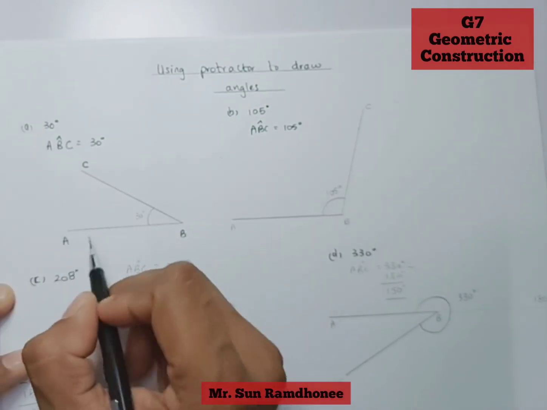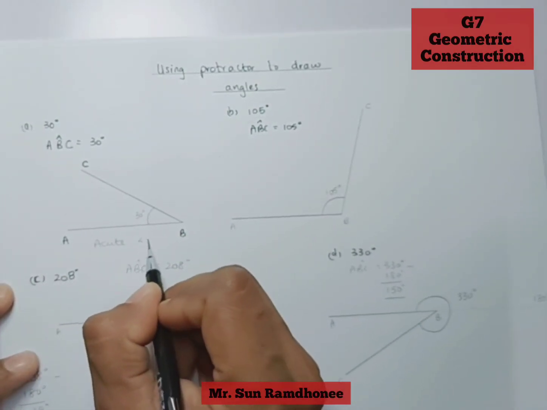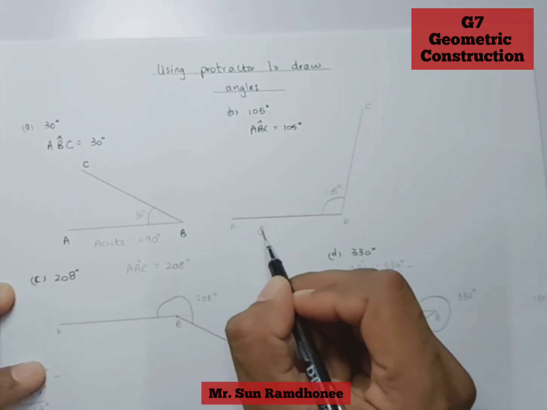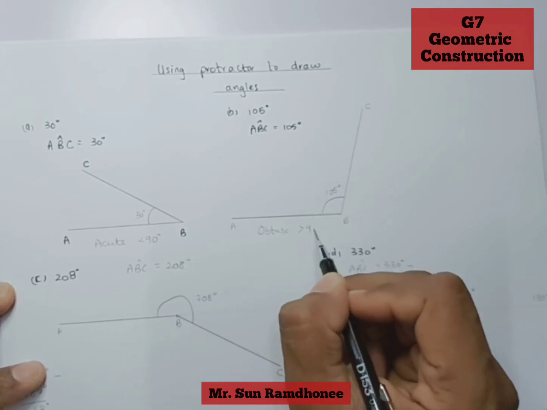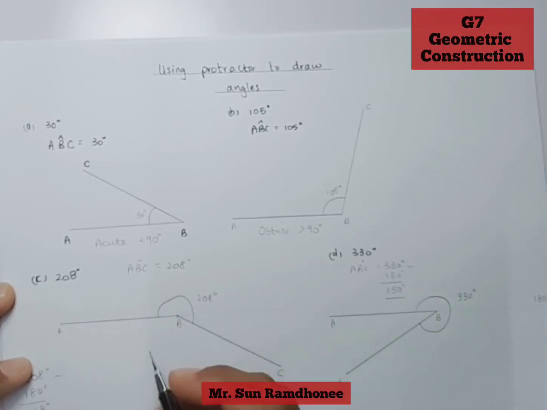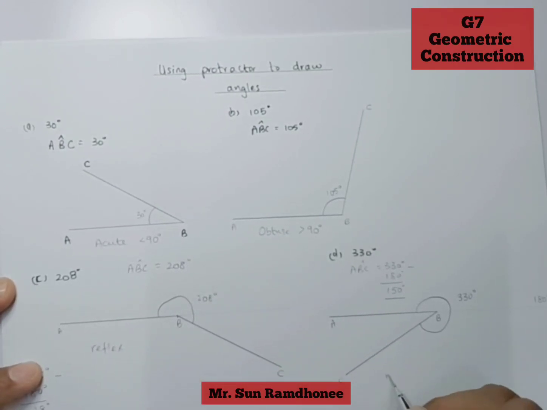So we have drawn an acute angle because it is less than 90 degrees, and we have also drawn an obtuse angle which is more than 90 degrees but less than 180. We have also drawn a reflex angle. Actually, we have drawn two reflex angles because both are more than 180 degrees.